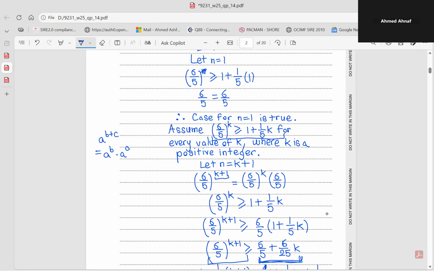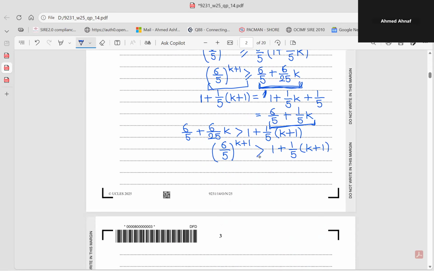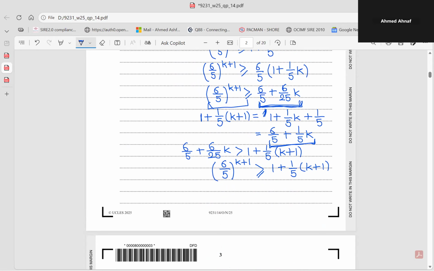And to match with our statement that we're trying to prove, we have to put the equal sign. It doesn't change anything. Okay? So we can write shown in here. And this is the final step. You shouldn't miss this out. You have to write your conclusion.